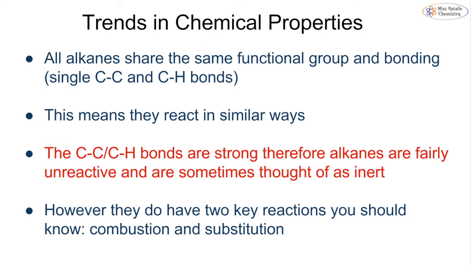They all have the same sort of bonding and functional groups, so the fact that we have carbons singly bonded to each other and carbons singly bonded to hydrogens means they react in very similar ways. Now, actually, the alkanes are not entirely reactive. They are fairly inert, and this is because the carbon-to-carbon bonds and the carbon-to-hydrogen bonds are very strong, meaning they take a lot of energy to break to then allow the reaction of the molecule to happen. So because this doesn't happen particularly easily, they are thought to be inert molecules. But there are some key reactions that can happen, and you are required to know 2 of them.